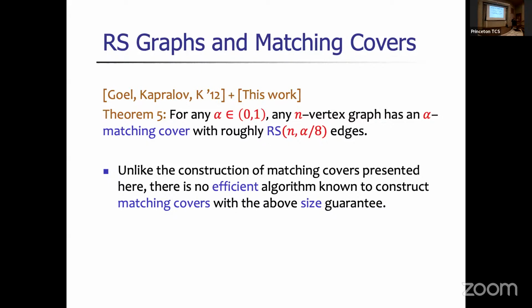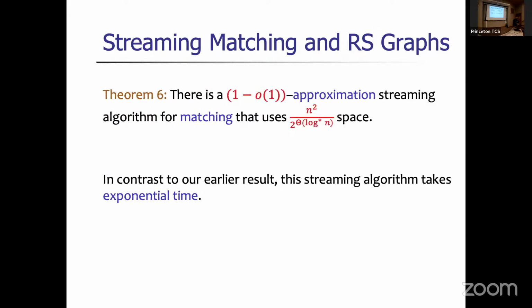For this upper bound on the size of matching covers, unlike the result I just showed you, which had a fast algorithm for constructing matching covers, we do not know any efficient algorithm for constructing a matching cover which achieves this size bound. So this result essentially is what can be used to get a slightly better space guarantee for streaming algorithms, but you have to give up on polynomial time because we don't know how to construct such things efficiently.